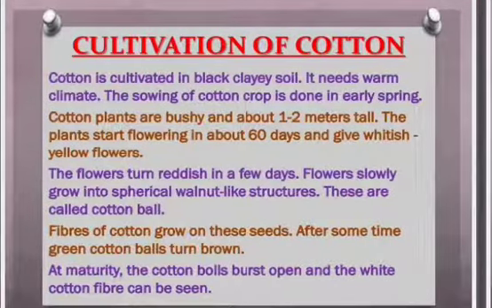Cultivation of cotton. Cotton is cultivated in black clay soil. It needs a warm climate. The sowing of the cotton crop is done in early spring. Cotton plants are bushy and about 1 to 2 meters tall. The plants start flowering in about 60 days and give whitish yellow flowers. The flowers turn reddish in a few days. Flowers slowly grow into spherical walnut-like structures.